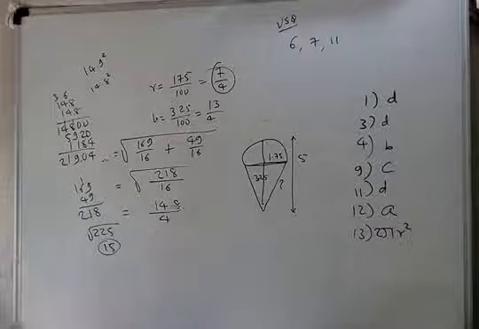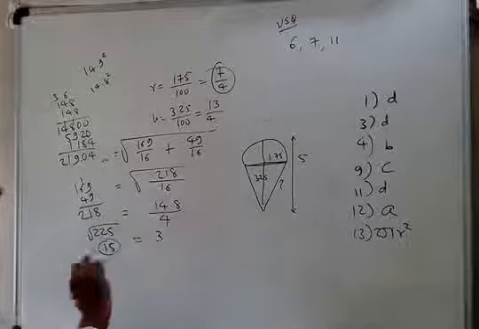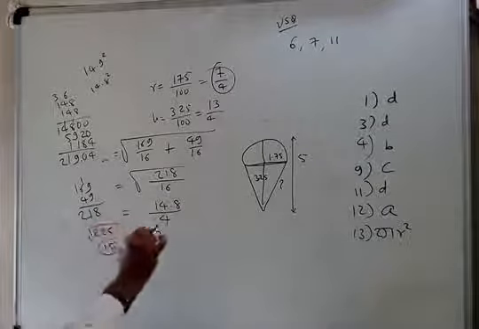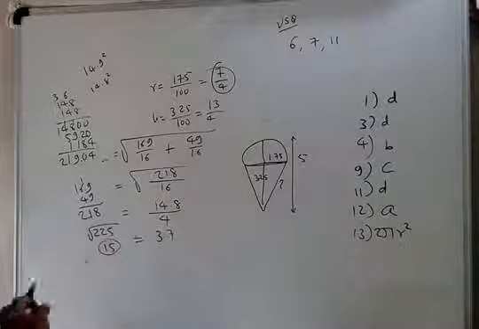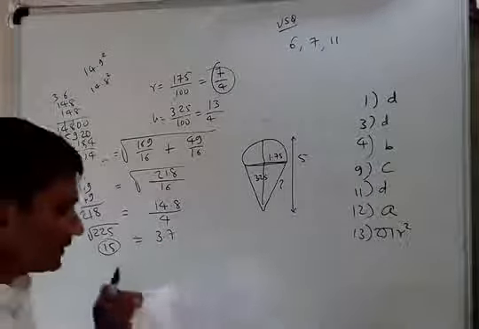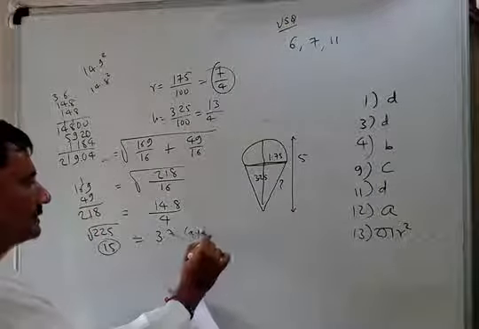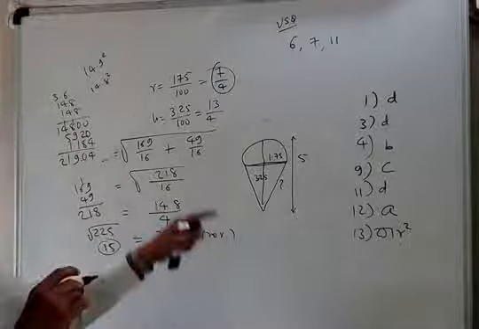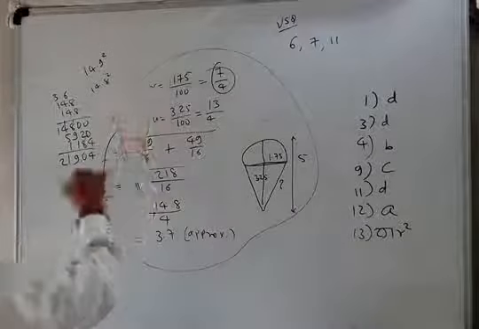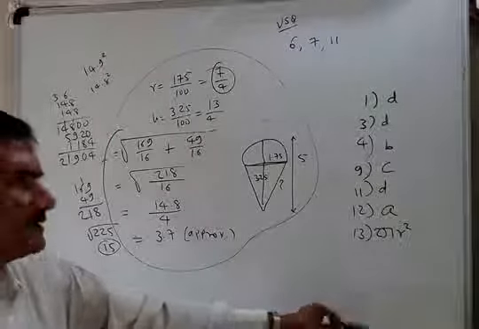Now just simplify it. 14.8 divided by 4: 4 threes are 12, 2 left, 4 sevens are 28. So it is approximately 3.7. Approximate 3.7, not exact, so just write approx. That part is somewhat different or somewhat difficult, otherwise the method is very simple.